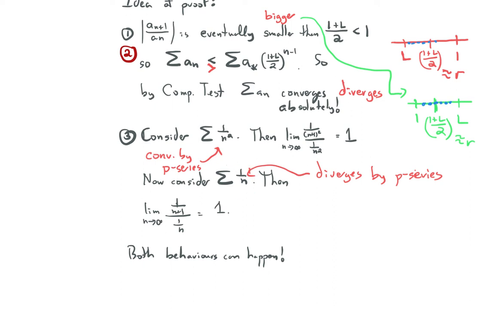But if we take the limit of (1/(n+1)) over (1/n), so that's a_{n+1} over a_n, again, I'll leave the details as a bit of an exercise for you, but you can see that the limit is also 1. So we have two different situations where the limit is 1. We have the limit being 1 for a convergent series, and we have the limit being 1 for a divergent series. So both behaviors can happen. So when you have a limit of 1, that doesn't tell you anything. You need to do a different test.